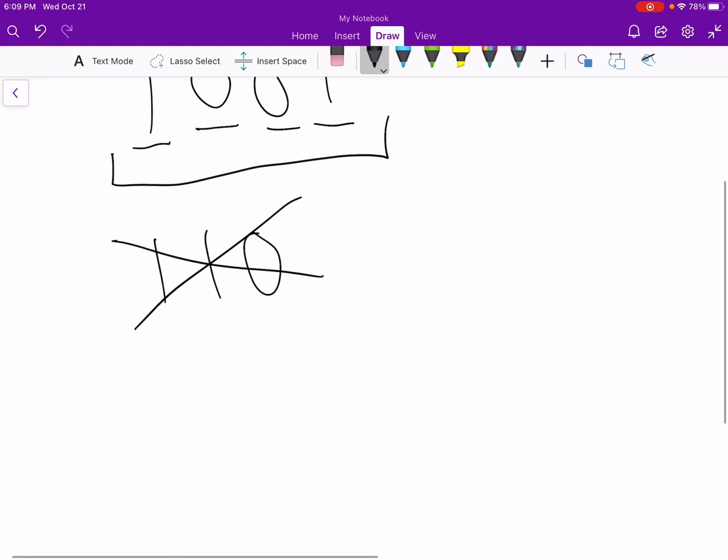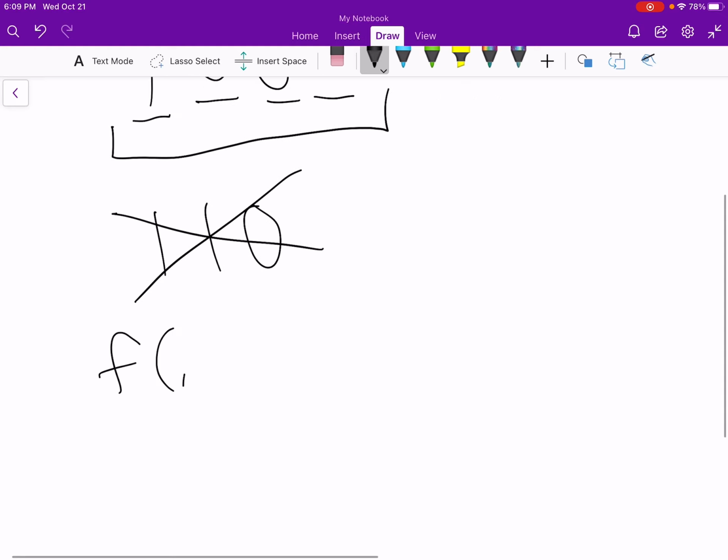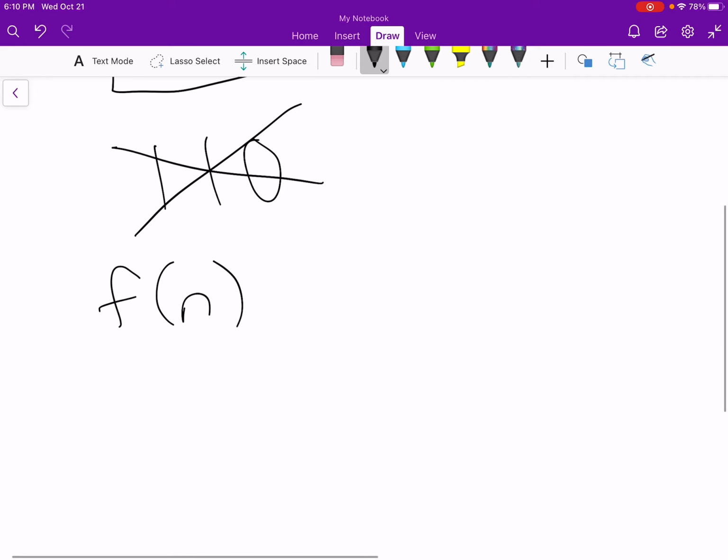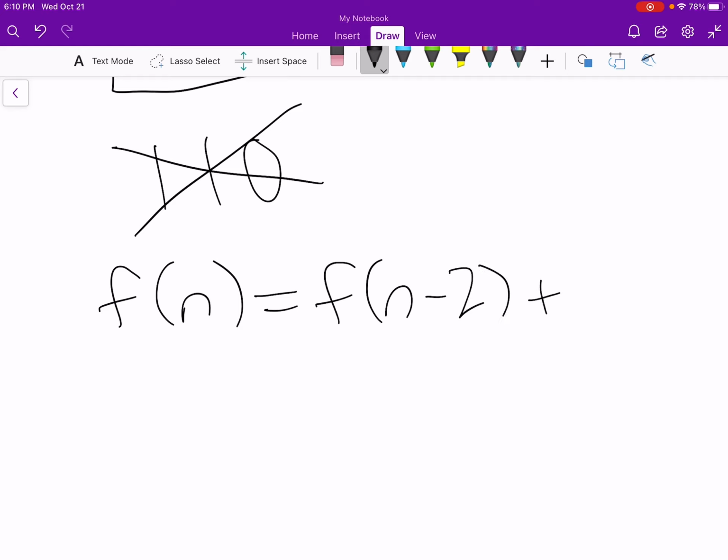Next, we will define a function f(n), which gives the number of valid strings of length n with the additional condition that each string ends with 1. Now I'm going to make a claim. f(n) = f(n-2) + f(n-3).